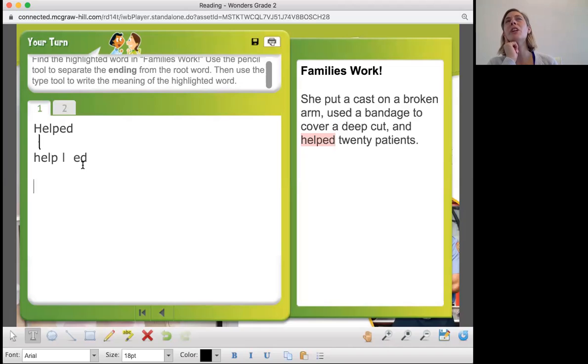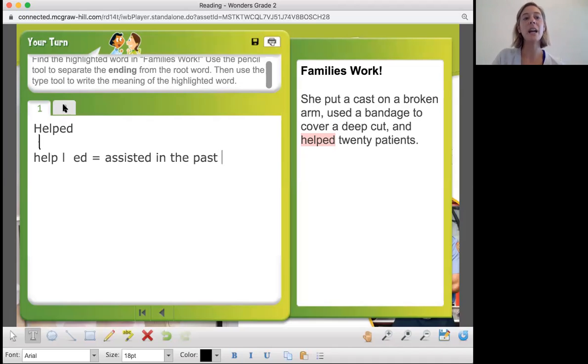Remember what we talked about with inflectional endings? Yes, it means in the past. So we know that helped, I'm going to put an equal sign, means assisted in the past. That means she already did it. So if you don't have this written down on your paper, go ahead and do that now.